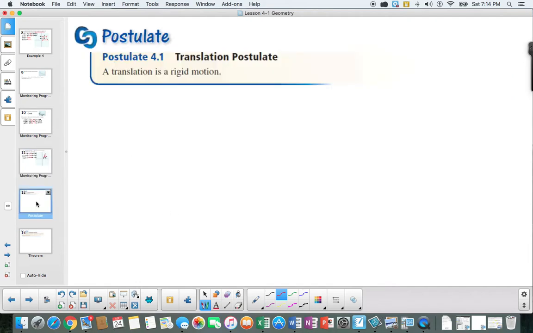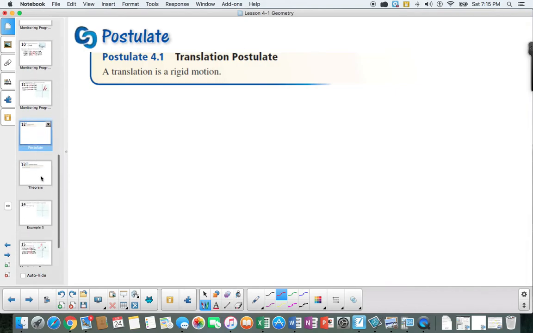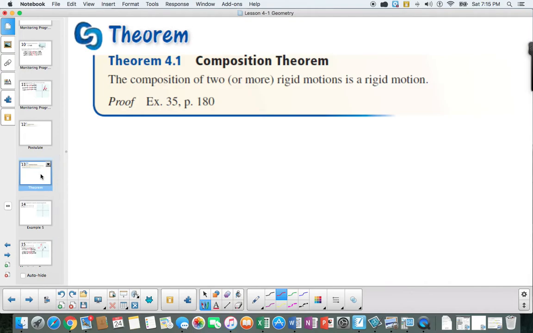Okay, here's our postulate. A translation is a rigid motion, which means the shape really never got bigger or smaller. It just stayed the same shape and size. That's what rigid motion is. The composition of 2 or more rigid motions is a rigid motion.